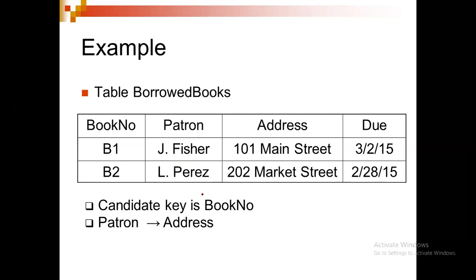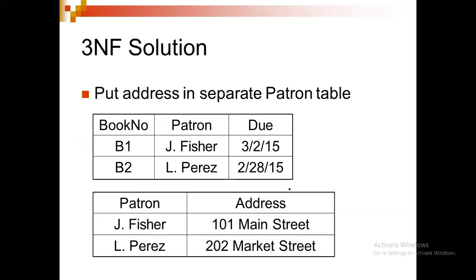See, again, this is the table. Same example I have taken: book number, pattern, address, date. Book number is a candidate key, and the pattern depends on the address. The pattern depends on the address. So what I'll do is separate this one.